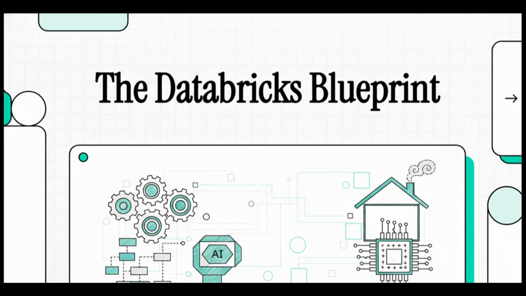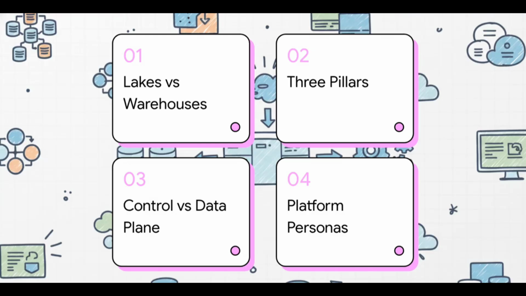All right, let's get into it. So here's the game plan. We'll kick things off by looking at the age-old problem Databricks was built to solve, that classic split between data lakes and warehouses. From there, we'll dive into the three core pillars of the architecture. Then we'll clear up the super important difference between the control and data planes. And finally, we'll see how all the different people, from engineers to analysts, actually use this thing.